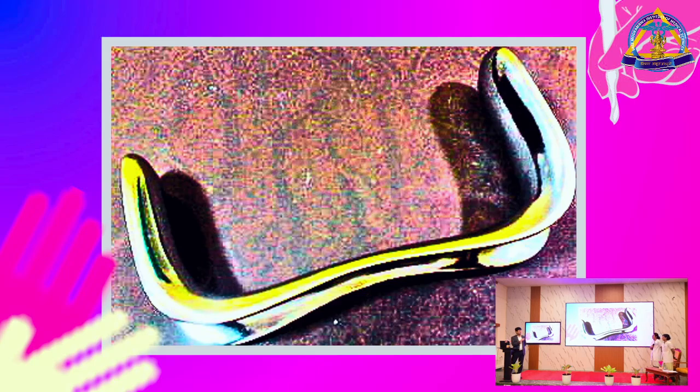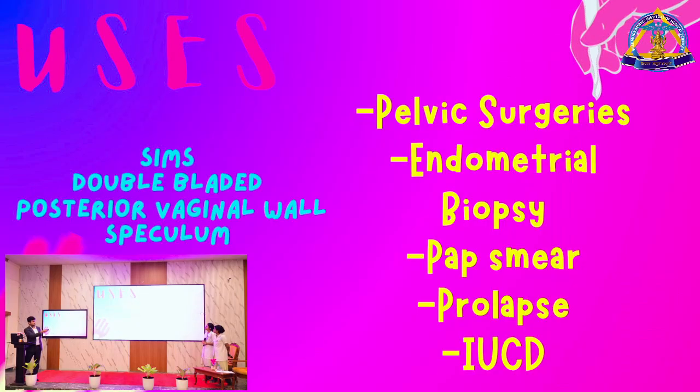Okay. If you make a mistake in this one, nobody is going to say it. What is this one? Same speculum. And what are its uses? Posterior vaginal retraction. Read it out. Pelvic surgeries, endometrial biopsy, pap smear, prolapse and IUCD insertion.